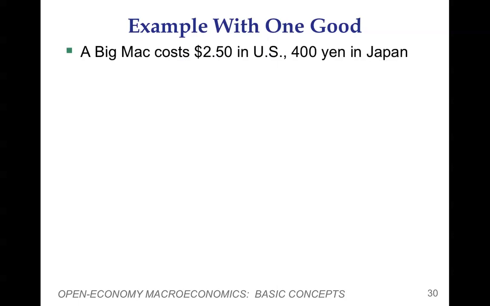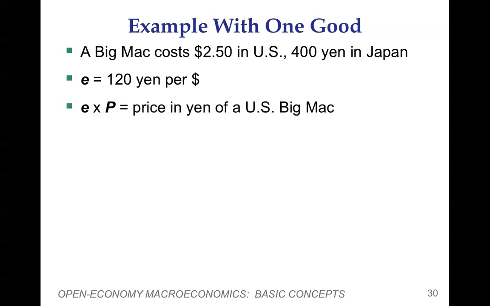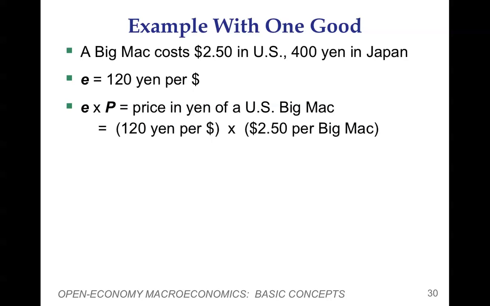Let's do an example with one good. A Big Mac costs $2.50 in the United States, 400 yen in Japan. The nominal exchange rate is 120 yen per dollar. E times P is the price in yen of a US Big Mac, and that is going to be 120 yen per dollar times $2.50 per Big Mac, which is 300 yen per Big Mac.